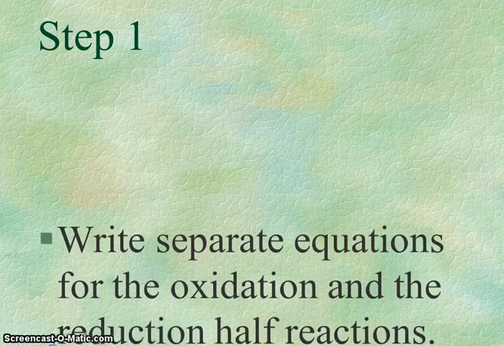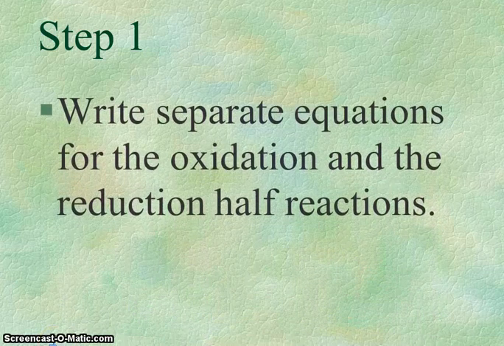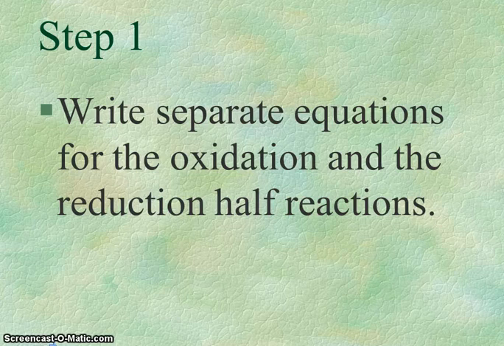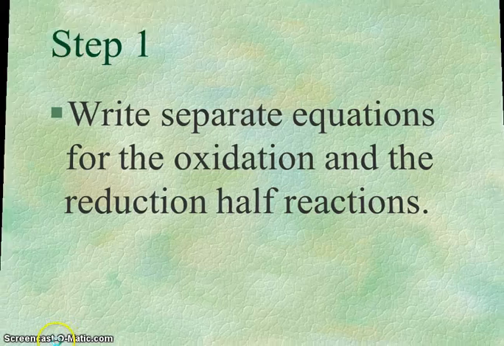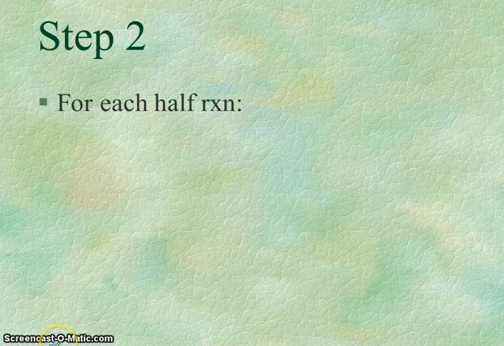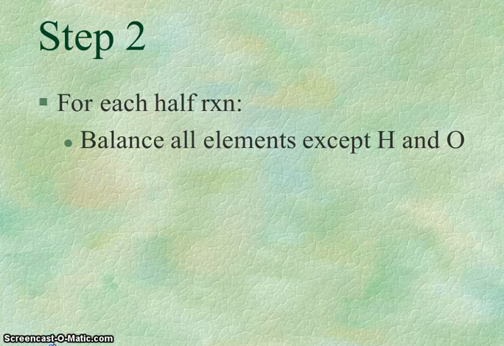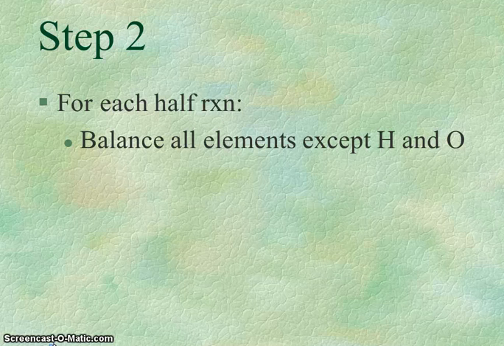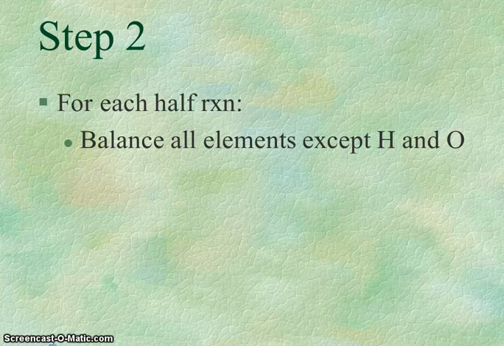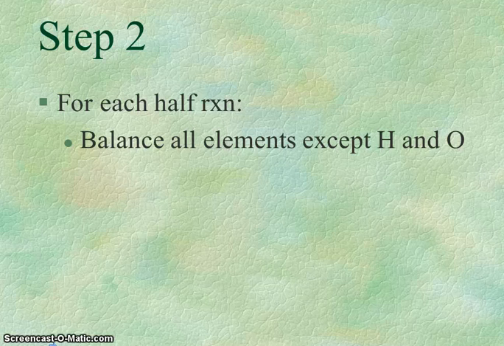So step one, we're going to write separate equations for the oxidation and the reduction half reactions. Then, for each half reaction, we're going to balance all of the elements except for hydrogen and oxygen first. And this is a step that you don't always have to use, so oftentimes it's forgotten. But you need to keep it in your head as a step that you need to think about first.